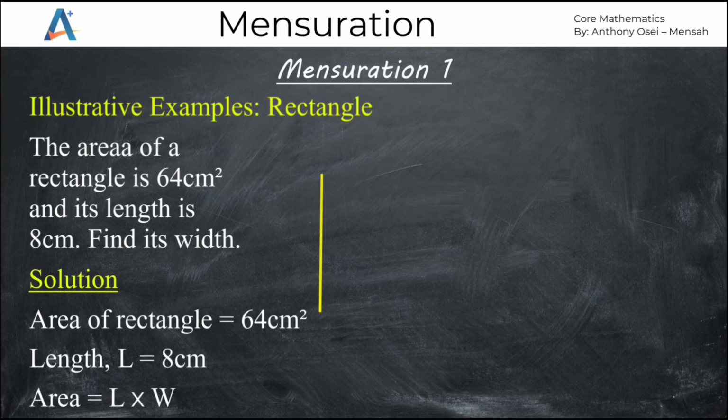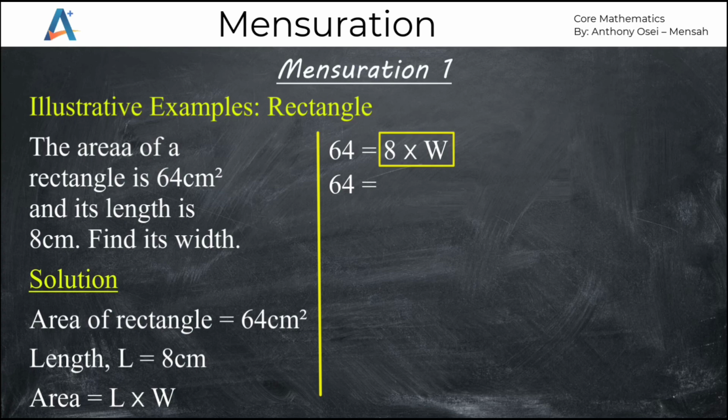So once we have the area as 64 centimeters squared, the area will be replaced with 64. That is the value of the area of this rectangle is 64. So everywhere you see area, you put 64. And then the length has also been given as 8. So 8 times the width. Then we make the width the subject. So here it becomes 64 is equal to 8 times W, which is 8W.